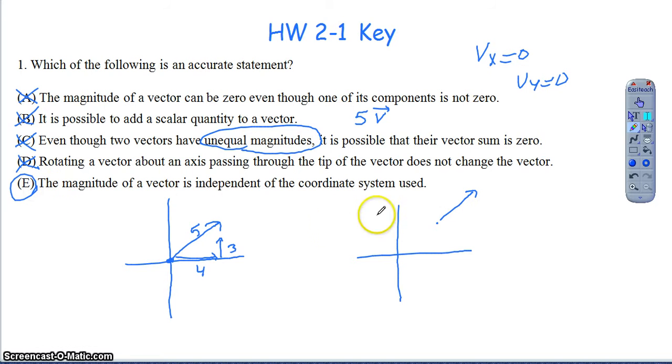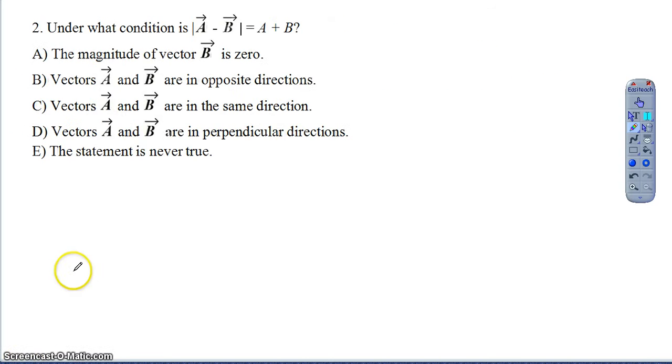So regardless of where the vector is placed, the magnitude is always going to be the same. It doesn't have to be oriented at the origin. It could be oriented wherever we want it to be. The vector itself is independent of the coordinate system used for reference. So anyway, question 1, make sure you're pretty comfortable with those basic concepts.